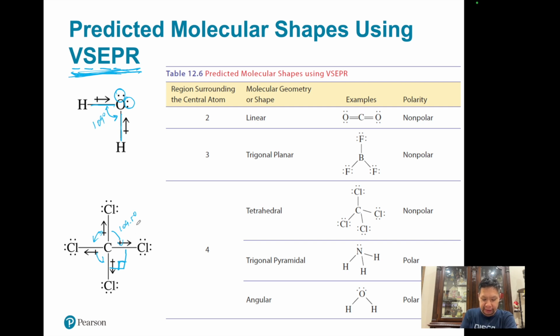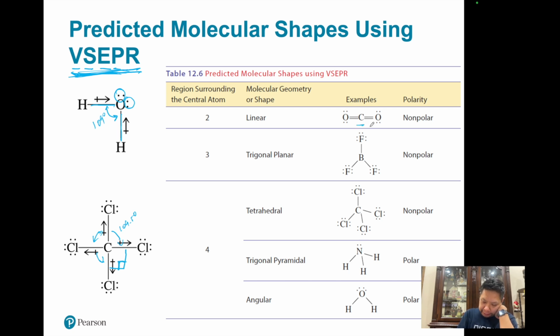It's not 90 degrees; it's 109 degrees because these electrons are pushing away from each other to minimize energy, and that's called the VSEPR theory, or the valence shell electron pair repulsion theory. So this can actually give us some patterns for shapes of different molecules.